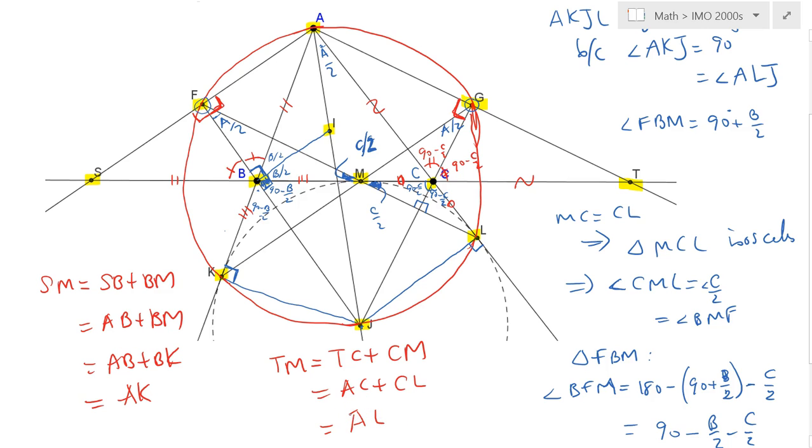Now finally, we just observed that AK and AL are equal tangents, and as such they must be equal quantities, and that finalizes the proof, because that implies as well that SM is simply equal to TM, making M the midpoint of ST.